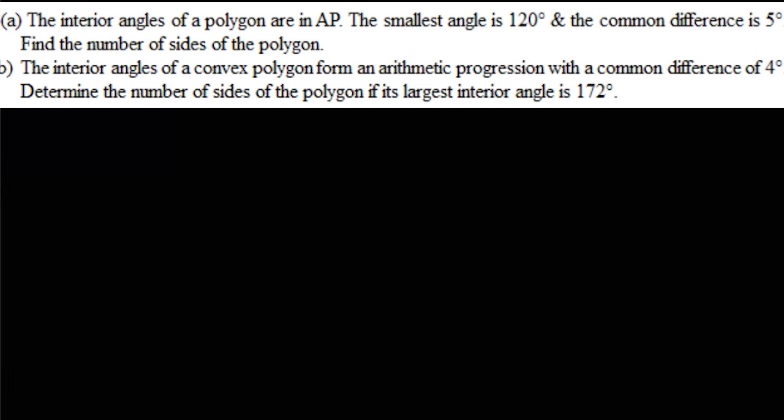Now this second question is similar to the first one. It says the interior angles of a convex polygon form an AP whose common difference is 4 degrees and its largest angle is 172 degrees. We have to find the number of sides. Now again in this, the sum of all the angles will be equal to (n minus 2) into 180.